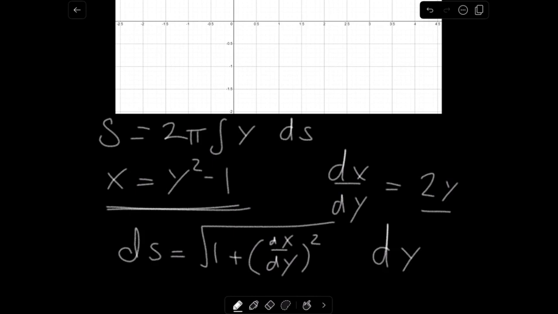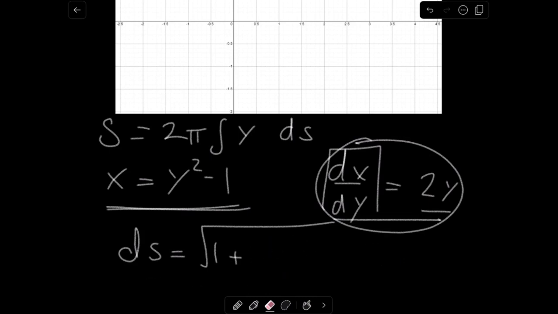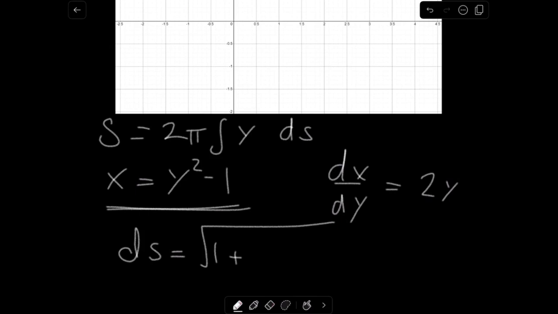In fact, what I suggest is don't even memorize this. Once you work that out, just remember the arc length formula. You took your first derivative, this is technically a first derivative, and then you sub it into the arc length formula. So that's what we're going to do. Let's get rid of that. All we need to do is square it. We will get plus 4y squared, integrate with respect to y.